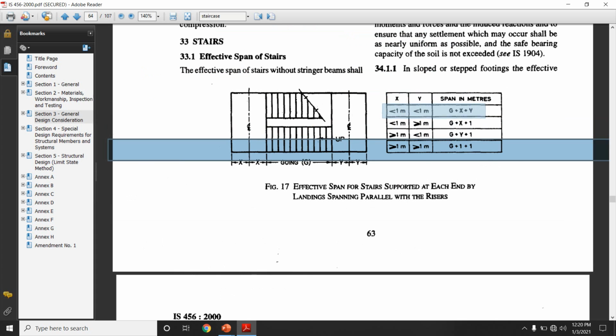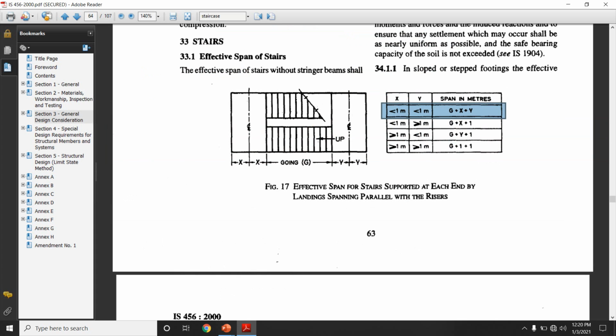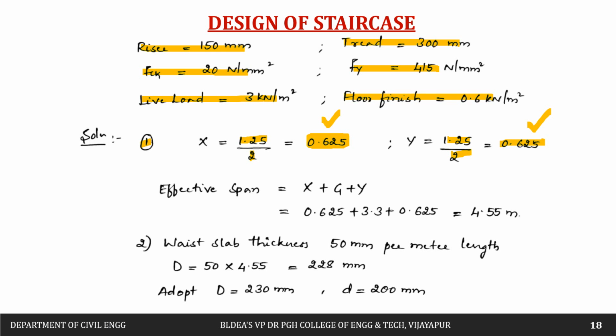So if you see, this condition applies to our span now. Both x and y are less than 1. So therefore, effective span will be g plus x plus y. That will be the effective span. Therefore, 0.625 is x, g is 3.3, y is 0.625. So effective span will be 4.55 meters.